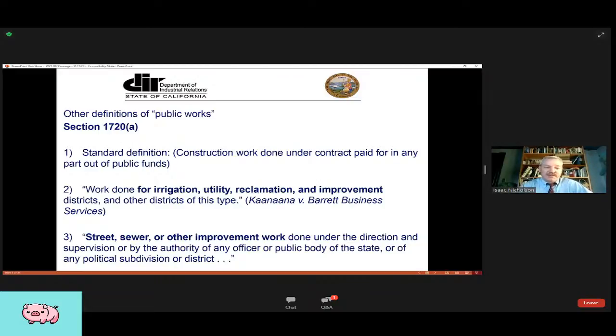A3 is street, sewer, or other improvement work done under the direction and supervision or by the authority of any officer or public body of the state or any political subdivision or district. So it's very specific, but you should be aware if that kind of work is being performed. Next slide.